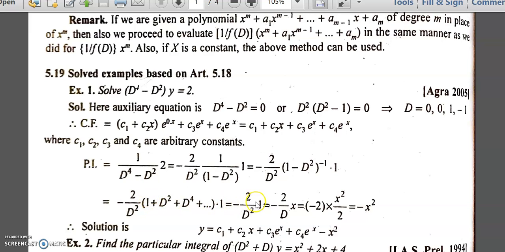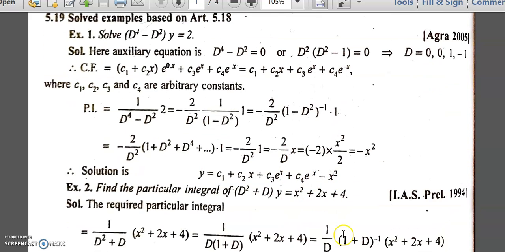So here there is only 1, and before it there is minus 2 by D square. Now 1 by D means one time integration. So one time integration of 1 means x, and two times integration means x square by 2. Okay, the 2 cancels out, so minus x square. So the solution is c1 plus c2 x plus c3 e to the power x plus c4 e to the power minus x square, right? Okay.